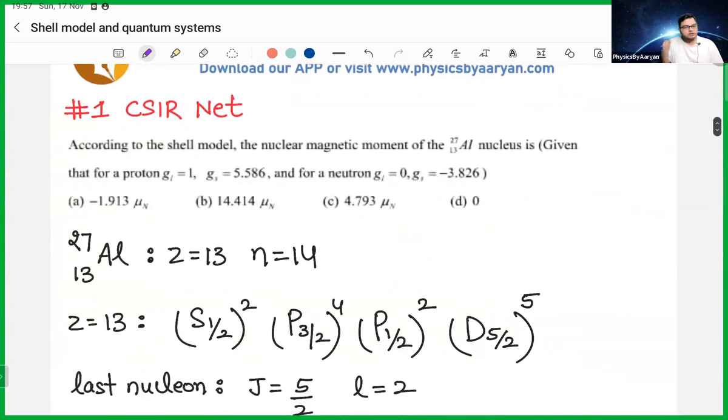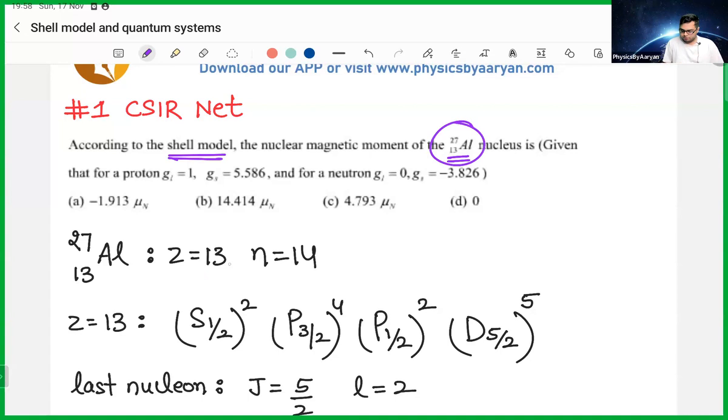So very quickly we will do one question and then complete this topic. Not a very simple thing. This is a question from CSIR NET. According to the shell model, what is the nuclear magnetic moment of aluminium? Aluminium has 13 protons and 14 neutrons, as shown here.